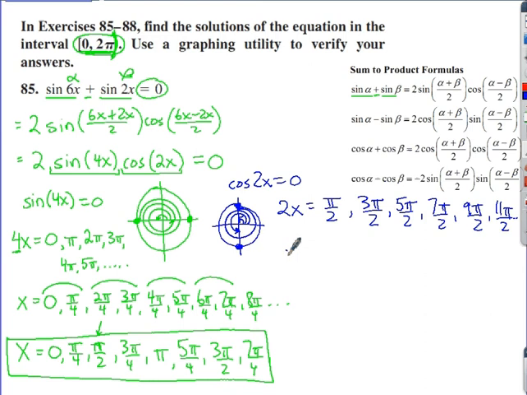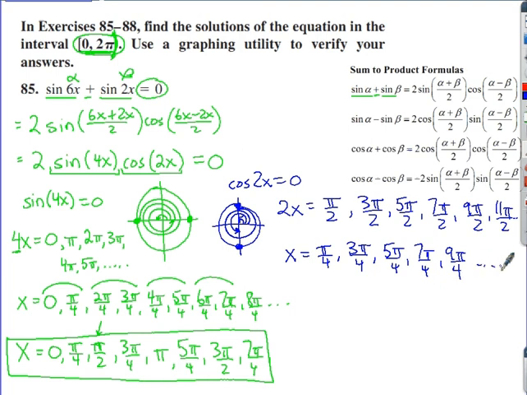So x equals pi over 2, which is pi over 4. So we're dividing by 2 here. So this one would be 3 pi over 4, and 5 pi over 4, and 7 pi over 4, and 9 pi over 4. Okay, so again, that keeps on going and going and going.